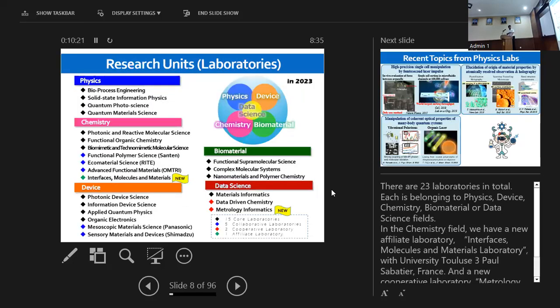So these are the research units in the Division of Material Science. The division can be subdivided into 5 subgroups in physics, chemistry, device, biomaterials, and recently data science. So now we're also focusing on using machine learning and data science in order to drive innovations in material science and physics and chemistry research.